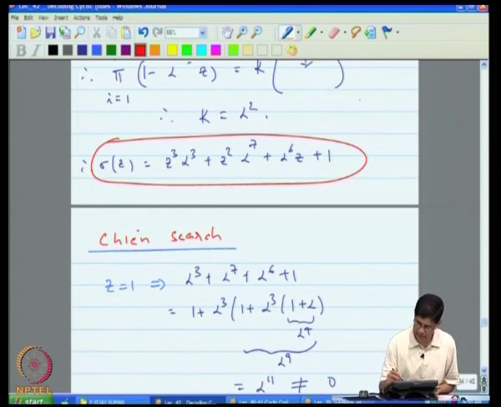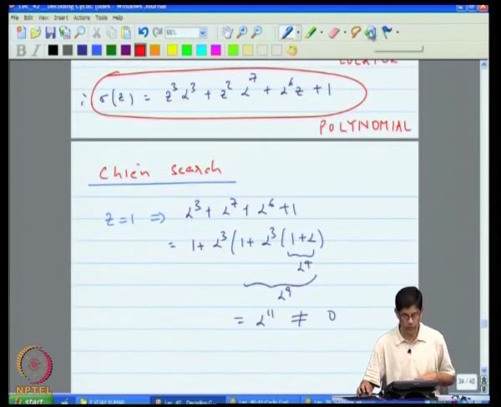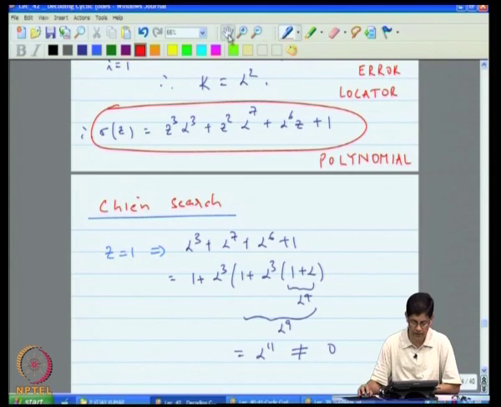This is the error locator polynomial. Okay. And now all you have to do is factor it. The next step is to factor it.